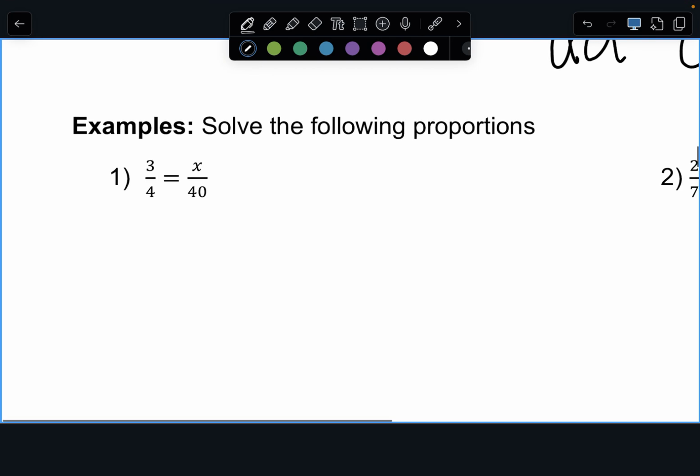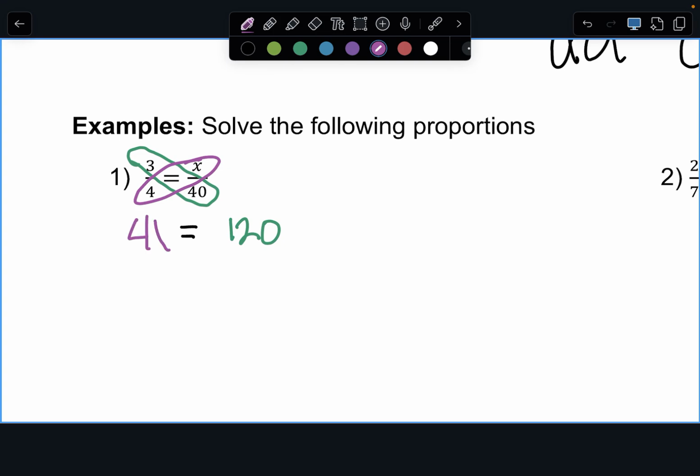So this first one, if we do the butterfly method, I'm going to circle my 3 and my 40. What's 3 times 40? 120. Okay, so that's one of my pieces. And x times 4, 4x. Boom. Solve for x by dividing by 4. We get x is equal to 3 with the 0 attached, 30.